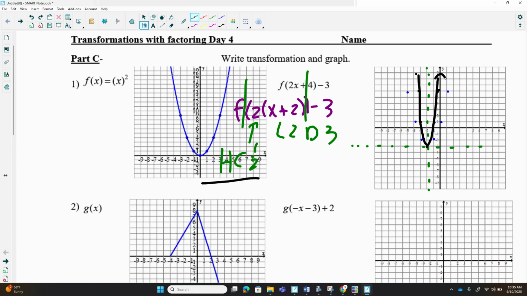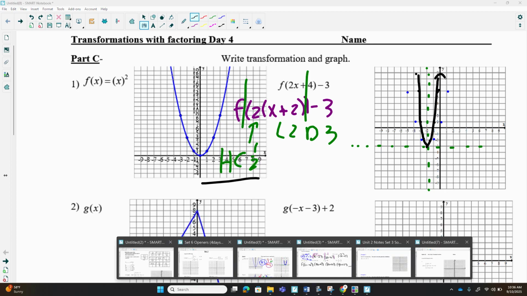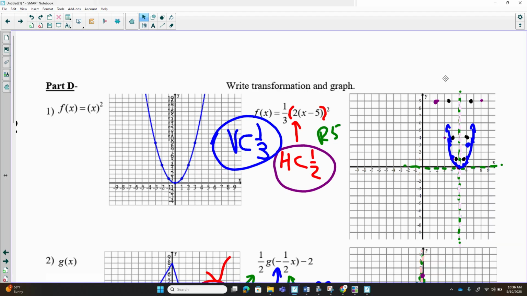These types of questions will not be on the quiz. They will be in your homework, okay? So if you wanted to practice quiz questions tonight, they would look more like what we did before, on day 1, 2, and 3.